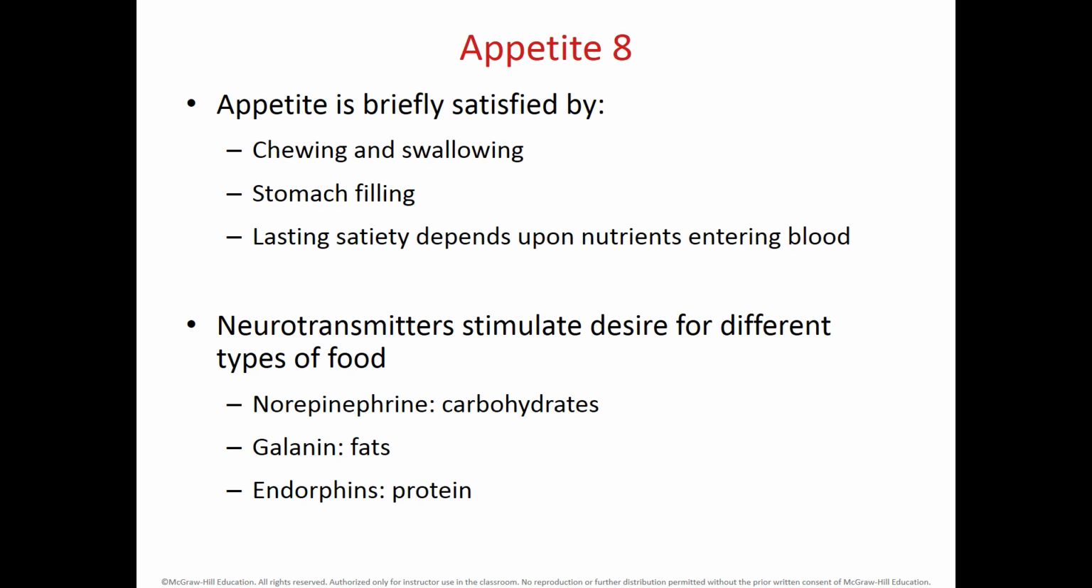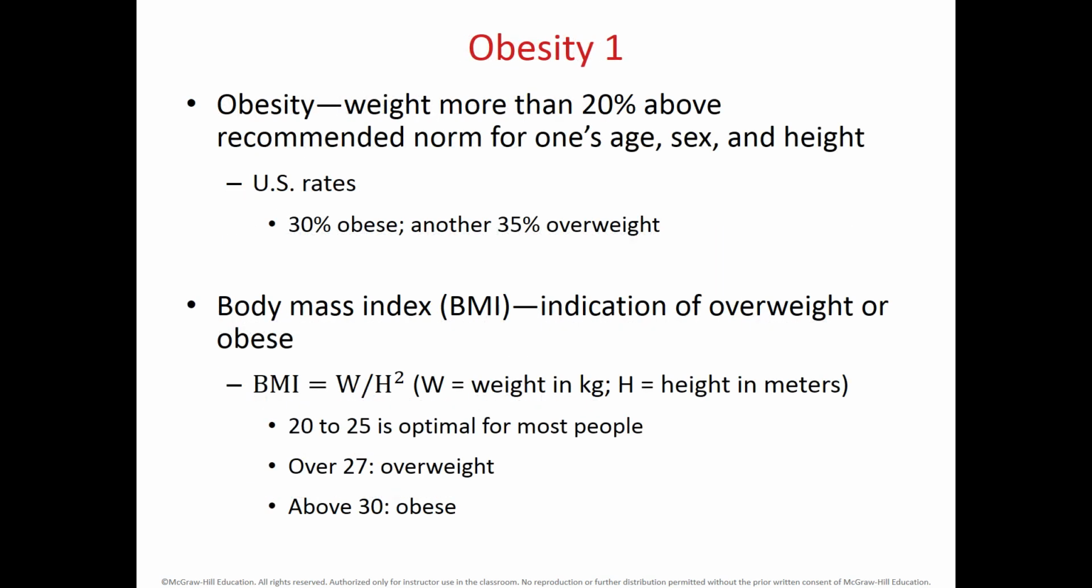Now, the neurotransmitters that stimulate the desire for different types of food: norepinephrine. When you have norepinephrine in your bloodstream, you will have cravings for carbohydrates. When you have galanin, you will have cravings for fats, and when you have endorphins, you will have cravings for proteins.